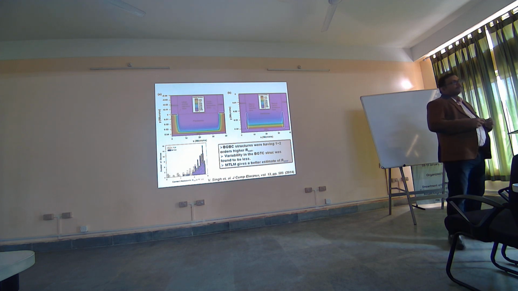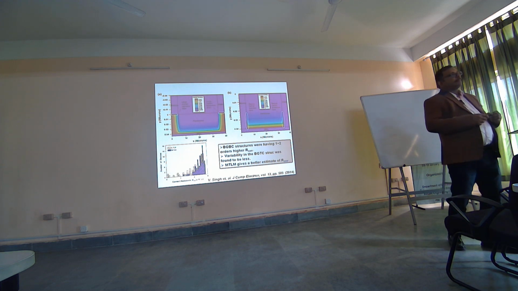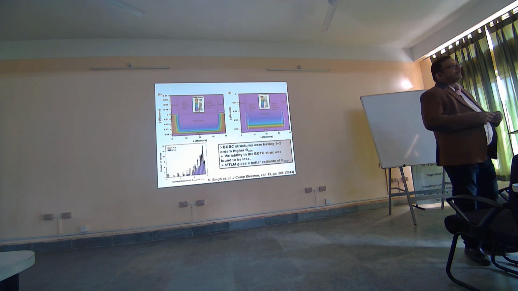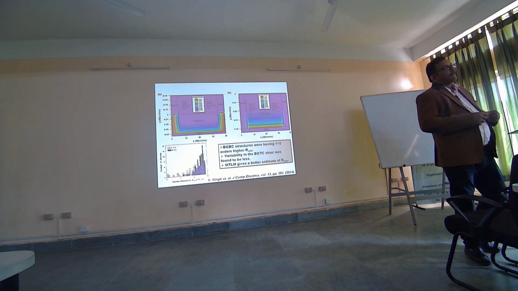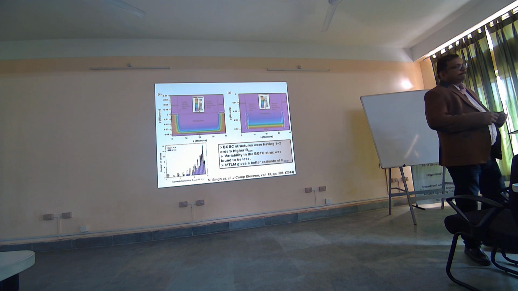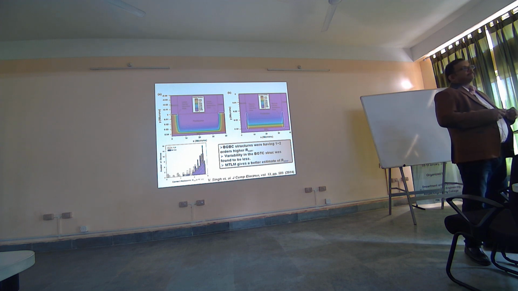For that, the gallium nitride band gap is 3.4 electron volt. Now that much of a high band gap was almost impossible to generate. That's why the problem was there.